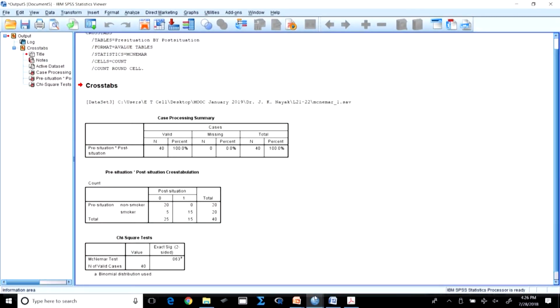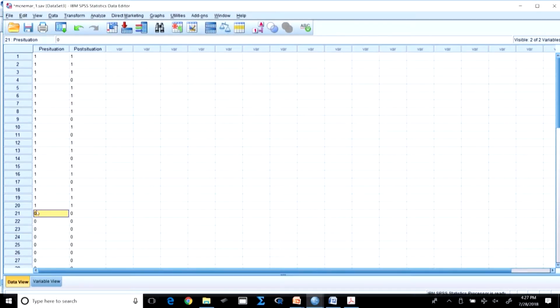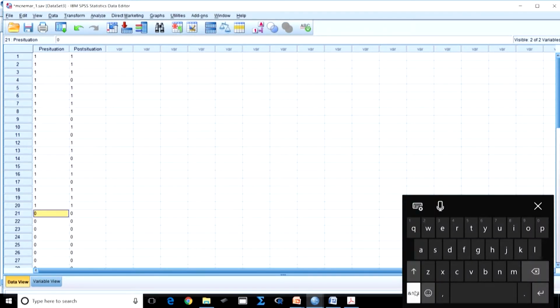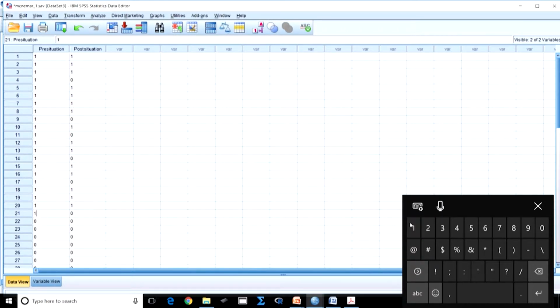Let us go back to the data set and make small changes, and see if our results vary. I will change some of the data. For example, let me change this to 1. Let us assume he was also a smoker earlier, and you can also convert some of these to smokers.